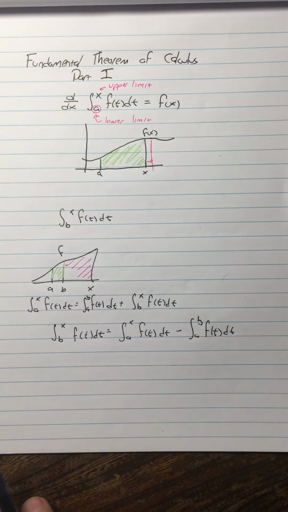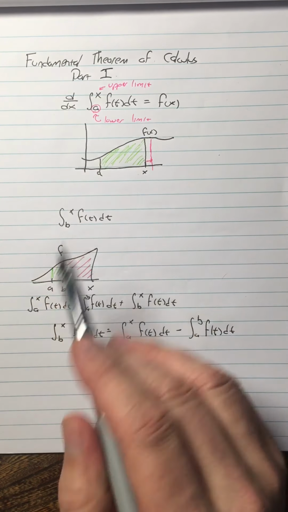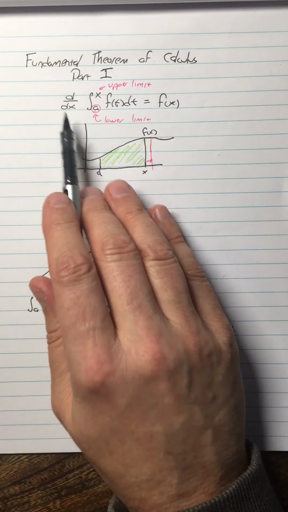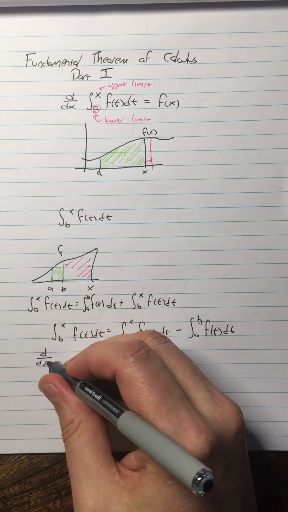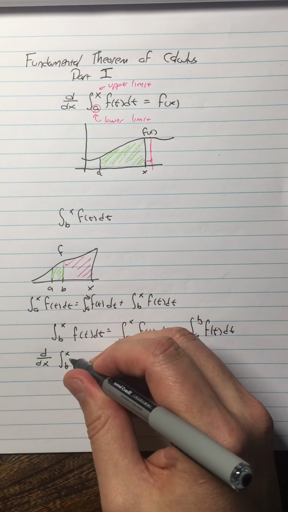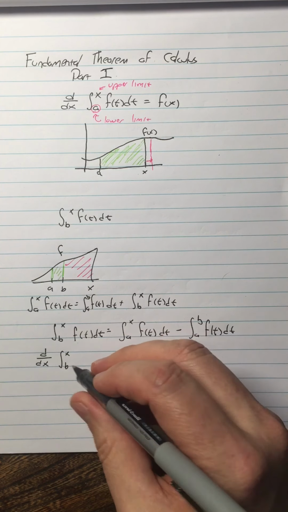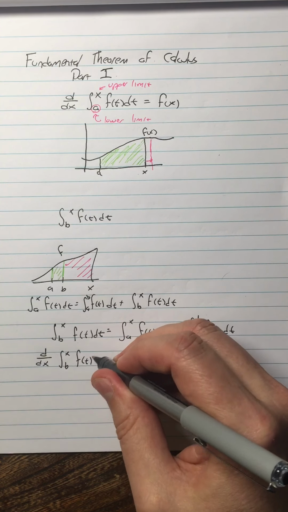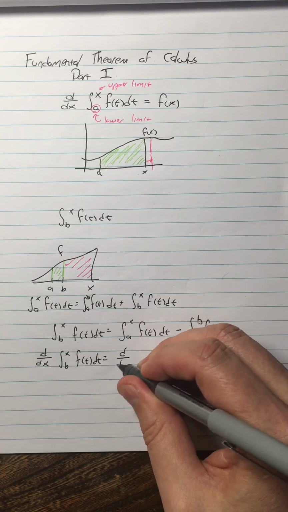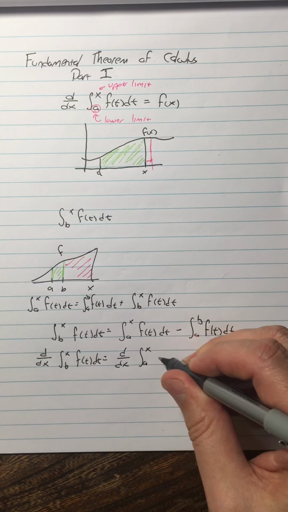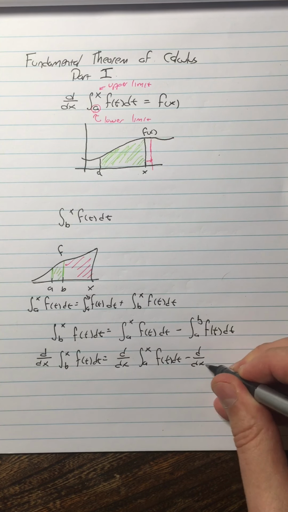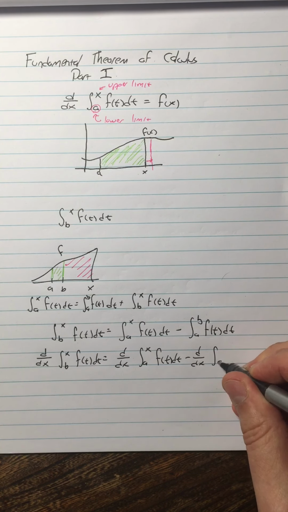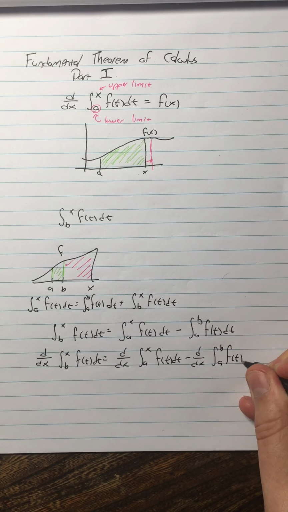is this amount here. All right, but this result is not about the areas, it's about the rate of change of areas as the x changes. So if I do a derivative with respect to x on all sides, the derivative with respect to x of the integral from b to x of f of t dt equals the derivative with respect to x of the integral from a to x of f of t dt minus the derivative with respect to x of the integral from a to b of f of t dt.